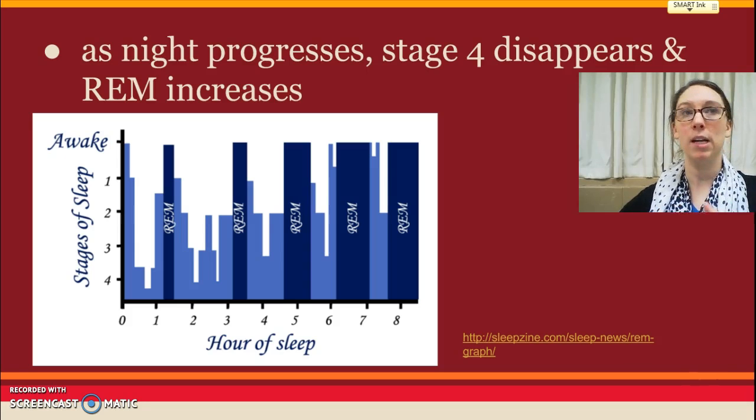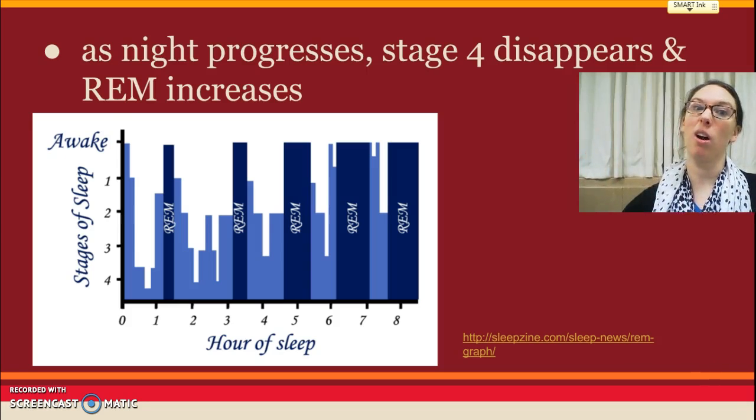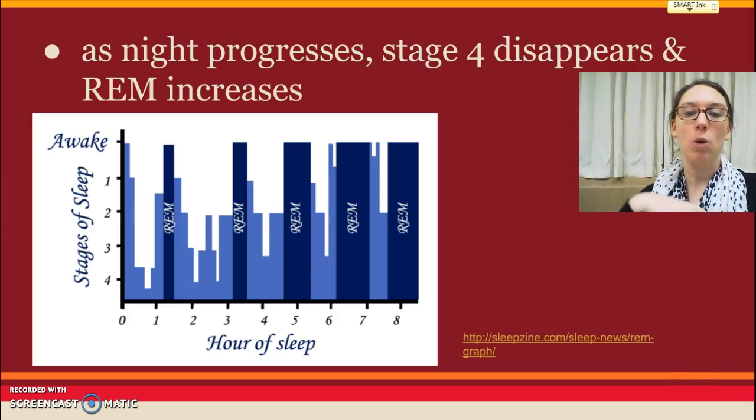And both stage 4 and REM are very important for different reasons. During that really deep sleep, it seems to be a restorative time for your body and for your brain. The REM stage is when all of your memories are getting consolidated and your hippocampus is really, really active. But as you get closer to morning and you're reaching that 6, 7, 8 hour mark of being in sleep, we're going to be spending way more time, the majority of our time actually, in the REM stage.